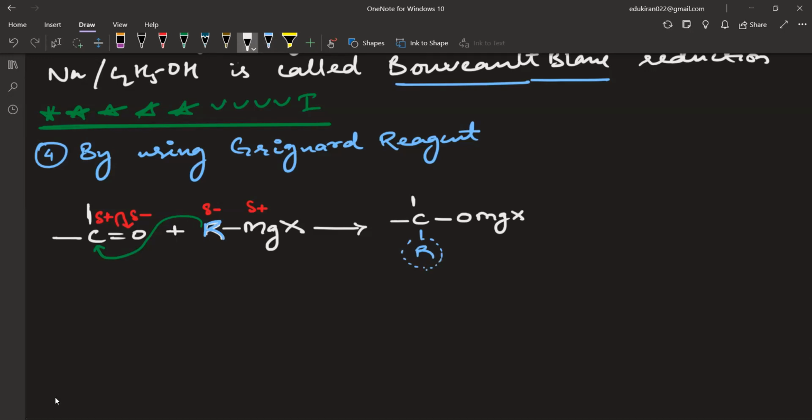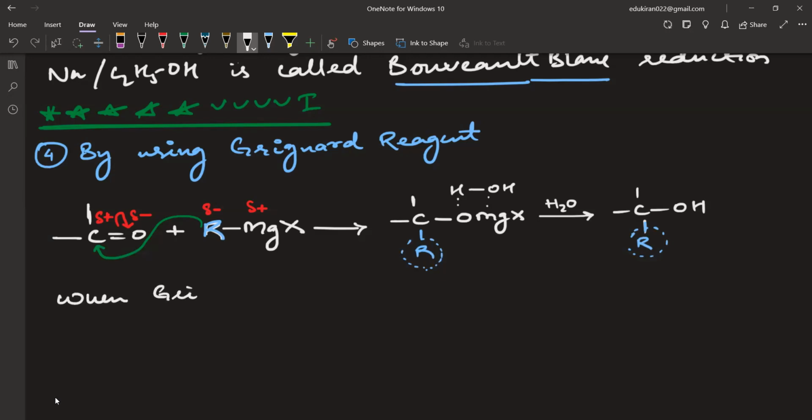And then on further hydrolysis, what happens? This OMgX goes away. So we get hydrogen here and OH here. Hydrogen attaches to oxygen and OH attaches to magnesium. The bonds with the carbon atom are as they are. There is no change in those. We have this one bond with carbon and the other bond with carbon, and we get OH here. And below, we get the R group. This R group, just to remind you guys, is coming from Grignard reagent. Okay, so what is happening here? Please write.